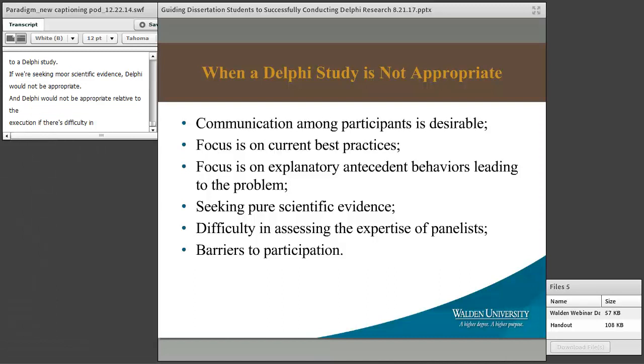So we know that we have a small group of potential experts. Their time is really tight. They're not going to want to devote time to taking multiple surveys. Let's not even attempt to do this Delphi study. Those would be some typical barriers.